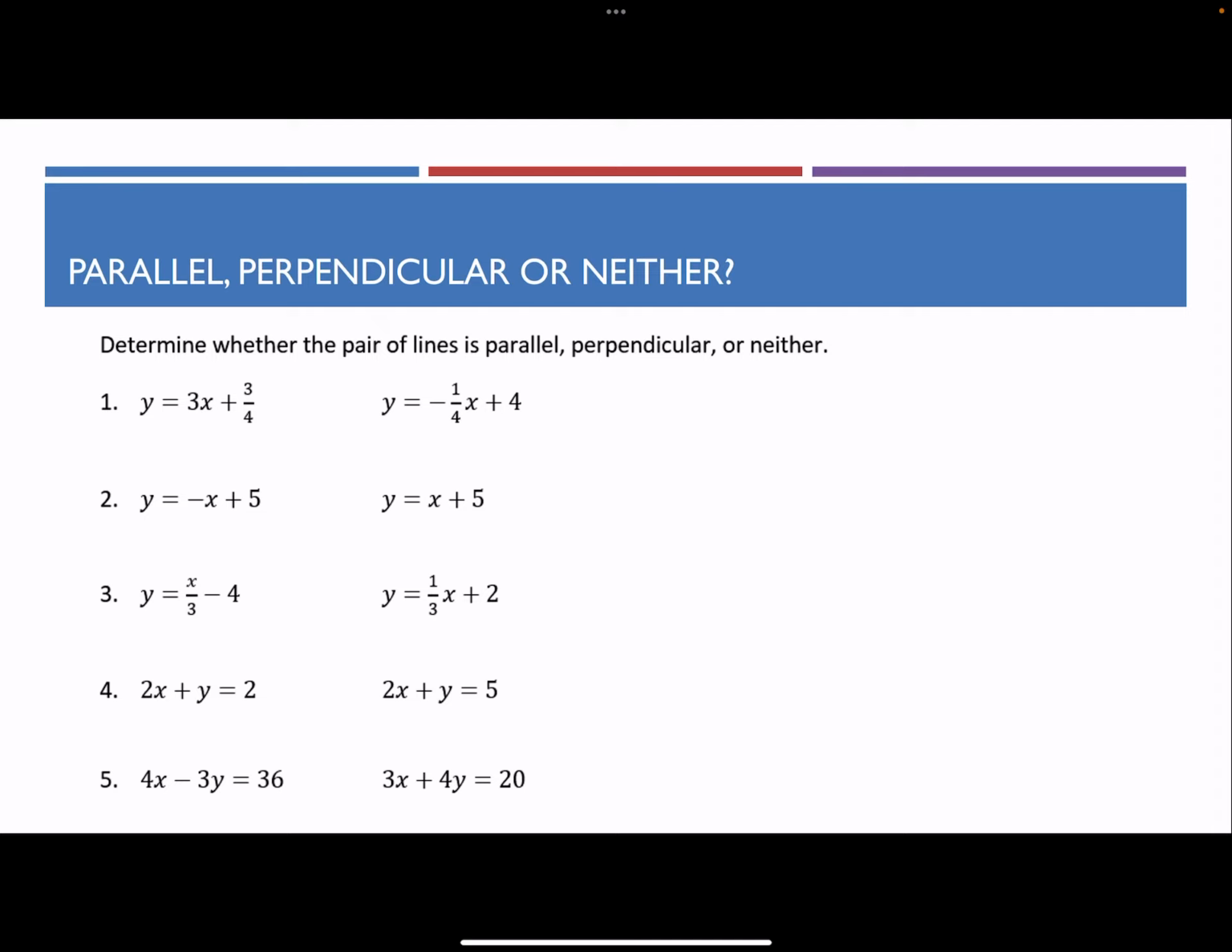So on the back side, we're going to determine whether each pair of lines is parallel, perpendicular, or neither, okay? So in order to do that, we need to look at slopes, right? We know that parallel lines have the same slope. We know that perpendicular lines, the slopes are opposite reciprocals.